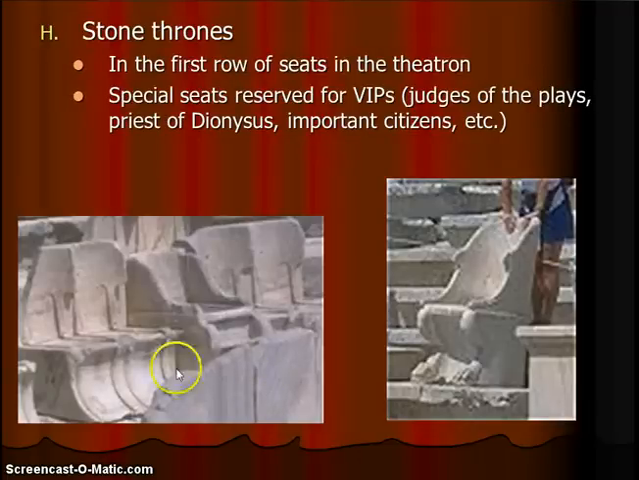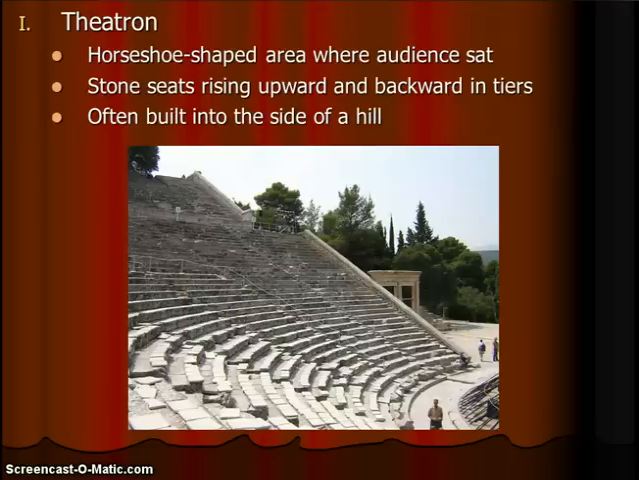These are some modern examples of the theater at Epidaurus, the stone thrones that are still there today. In the first row of seats of the theatron, you would find these stone thrones, and they're special seats. They're reserved for VIPs, for example, judges of the plays, the priest of Dionysus, important citizens, etc. They would sit in these stone thrones as opposed to the more generalized seating that goes around the theatron.